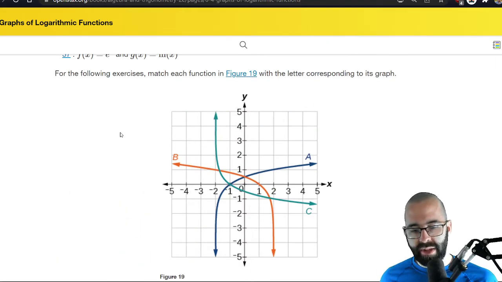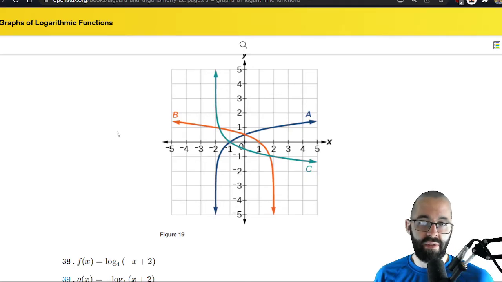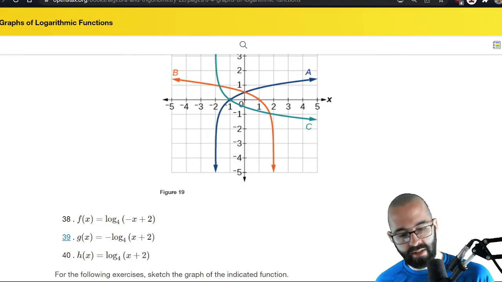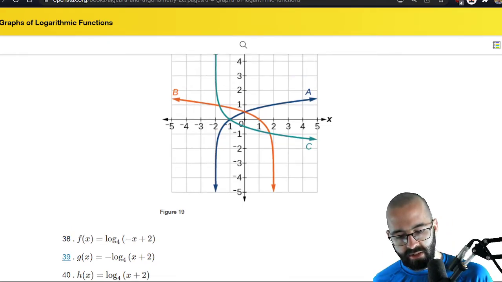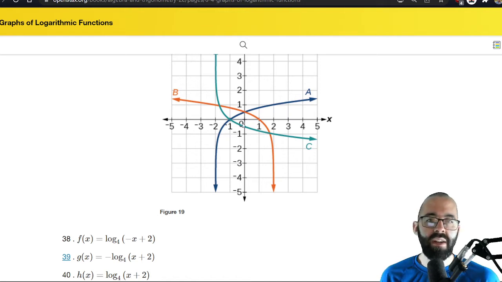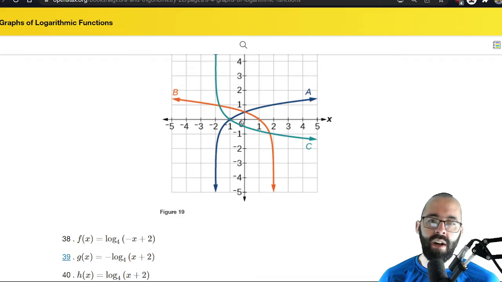All right. Match each function with the letter corresponding to its graph. Same idea. We have 3 logarithmic graphs. Which one is our answer? Let's use similar logic. So notice what jumps out to me, and it could be different than what jumps out to you. These all have different reflections.